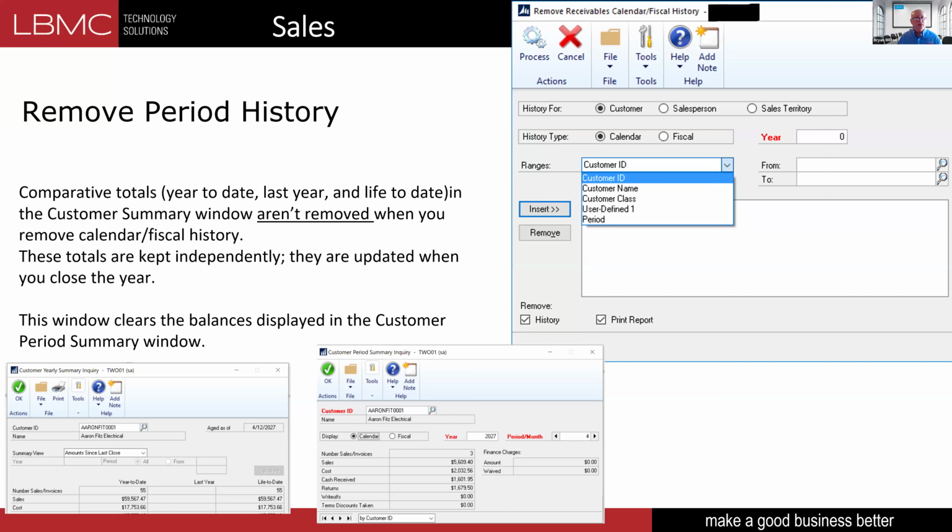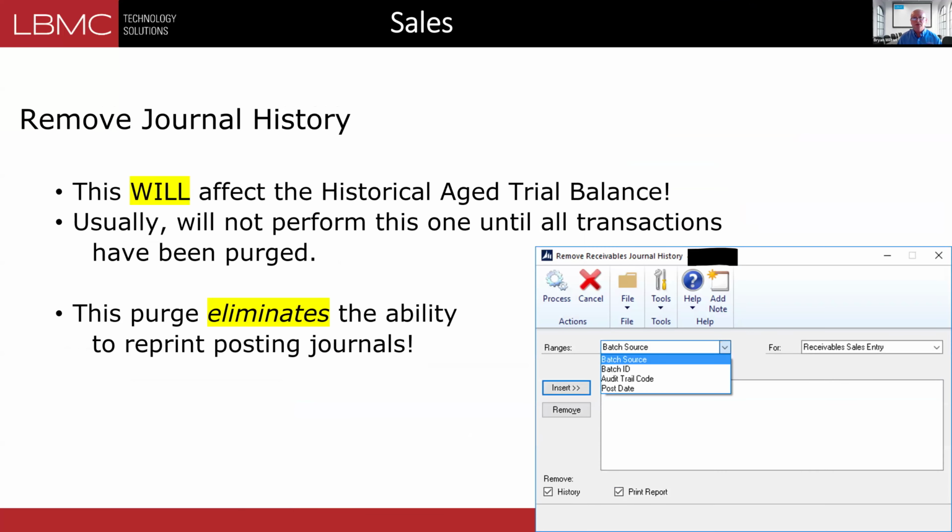So you just have to look through these things and ask, okay, what's going to get dusted away if I use this utility? So it's kind of nice because you're not getting rid of everything, but you're getting rid of some of the detail, which causes the slowness if we're running SmartLists and reports. Journal history, same thing.